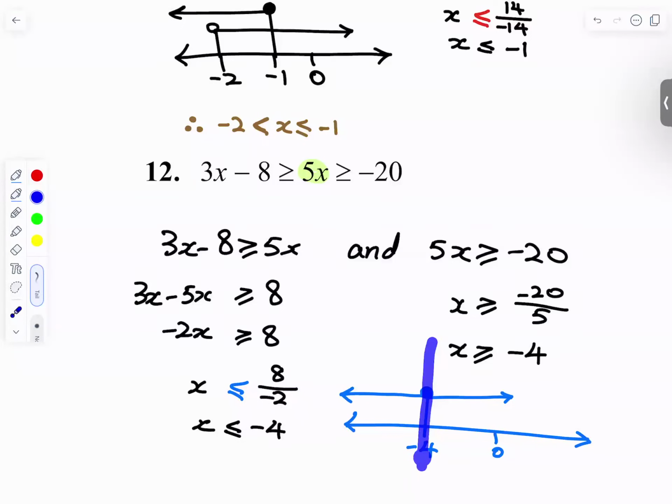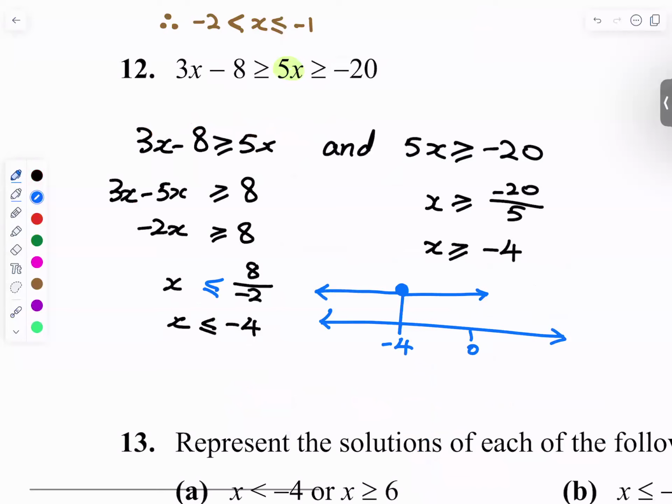They're only meeting at this point. Both of them have the answer negative 4. Apart from this place, no other places, right? So your final answer, how will we write that? x only equals negative 4. Only at this place they are meeting, no other places.